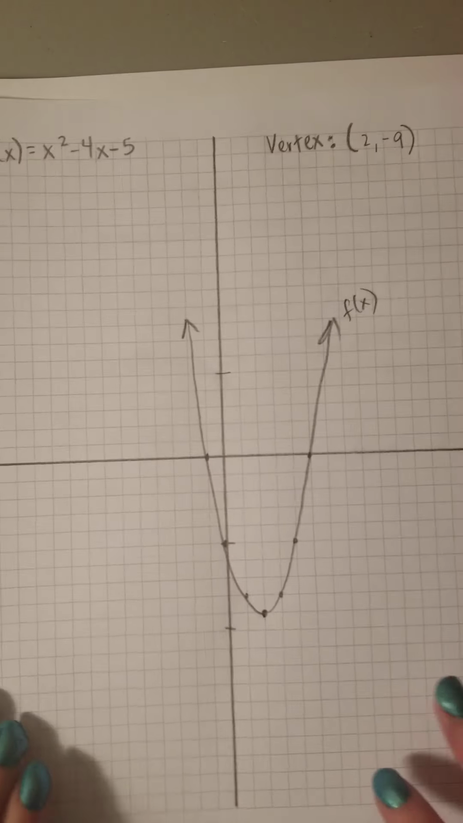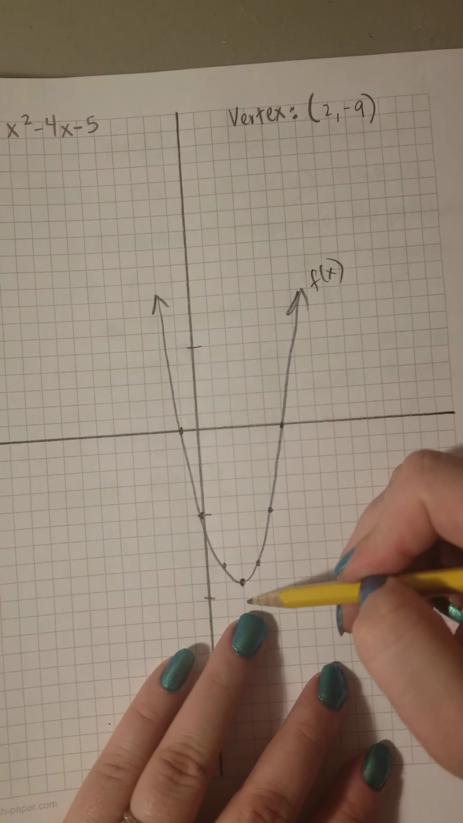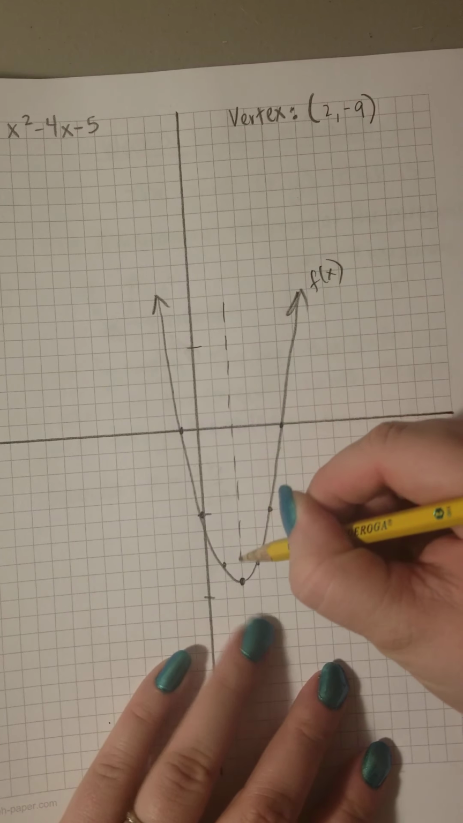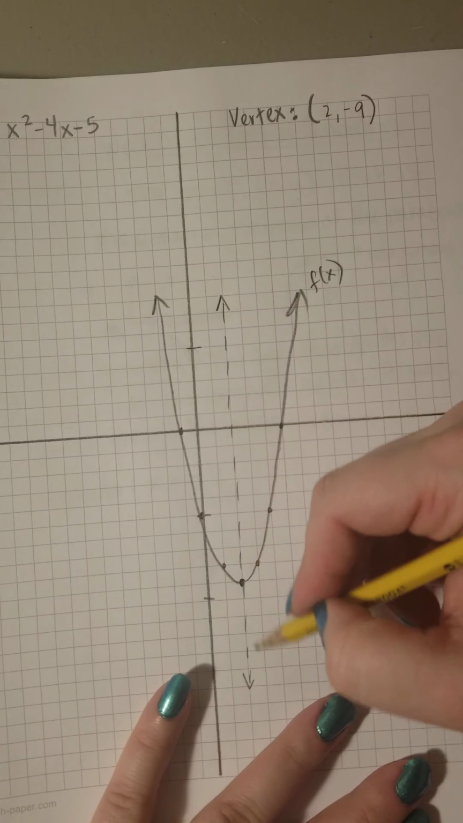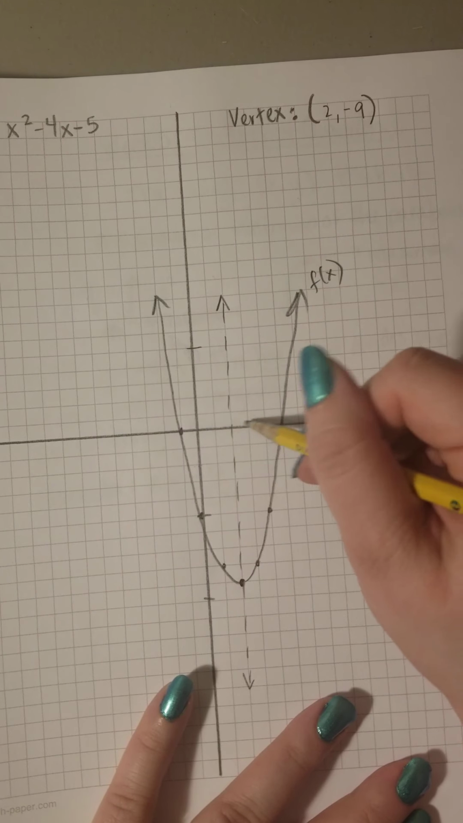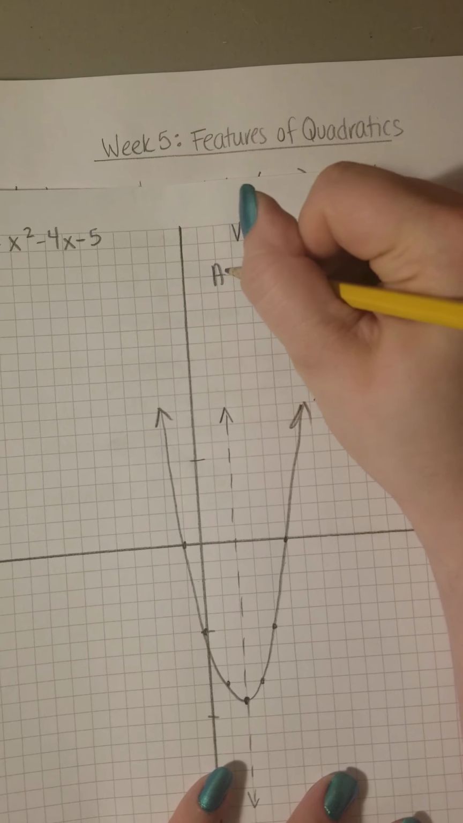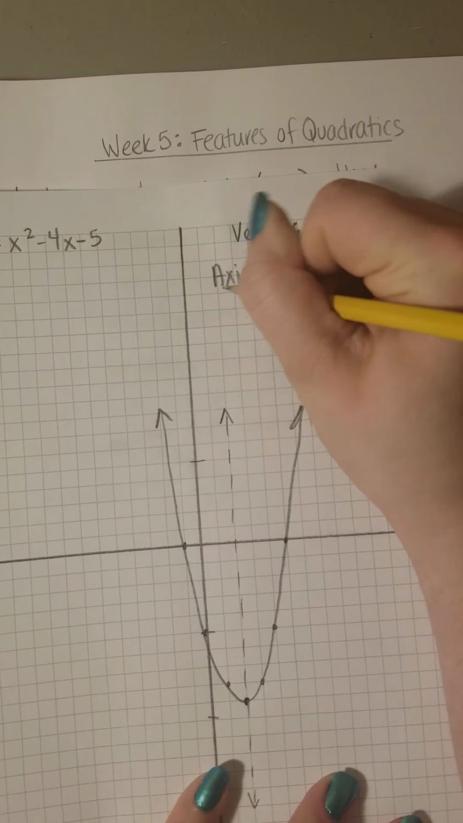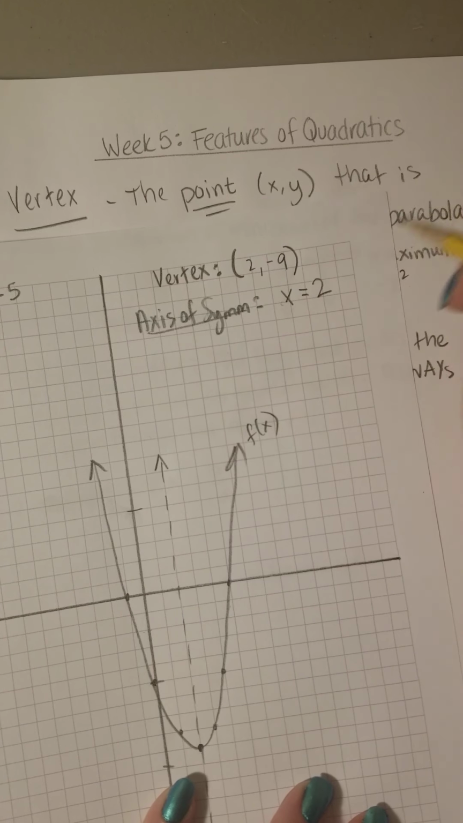So, for example, if I'm looking at this one, the line that would cut this in half so that the two sides were symmetrical would be this line right here. And I know that vertical lines happen when x equals a number, and that x here would be a +2 because I'm over here at +2. So the axis of symmetry would be the line x equals 2.